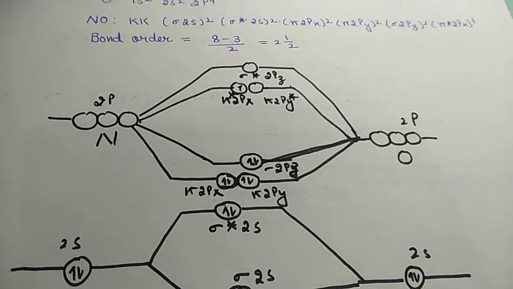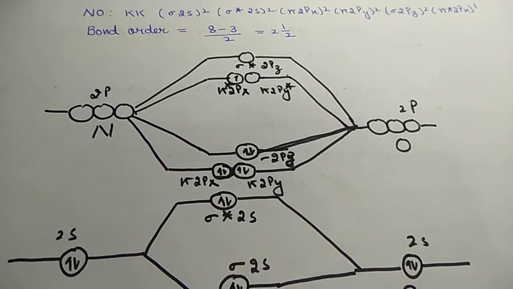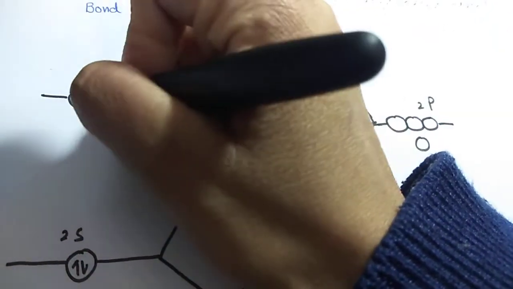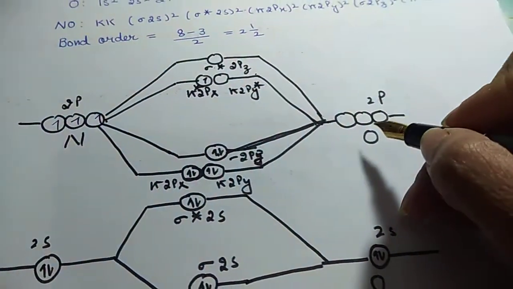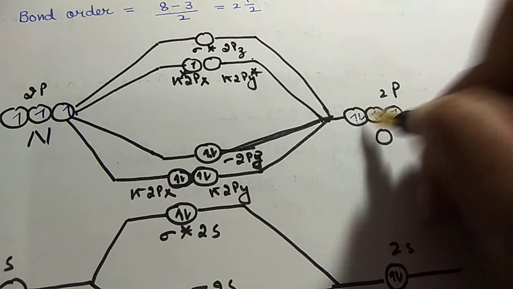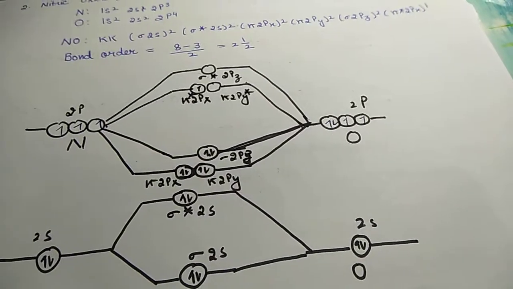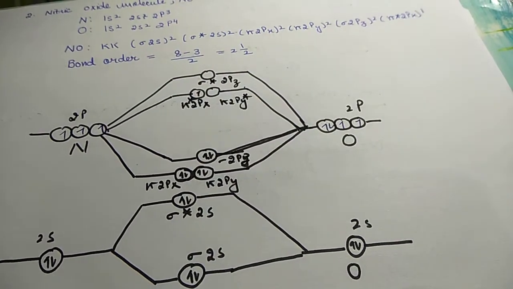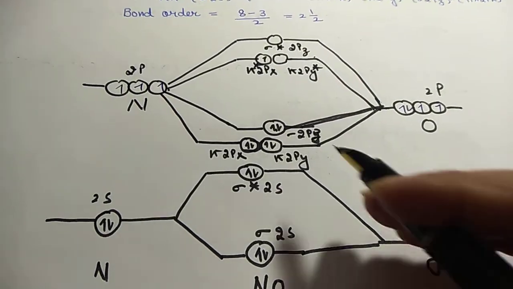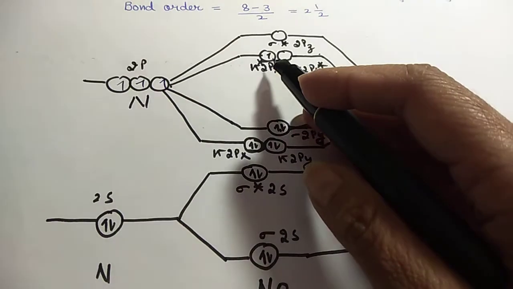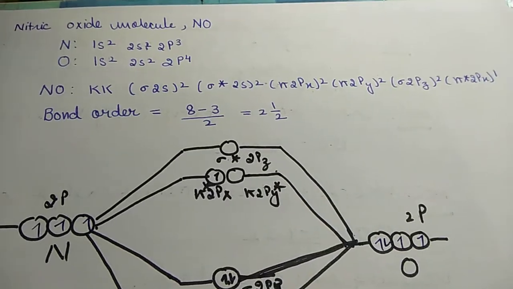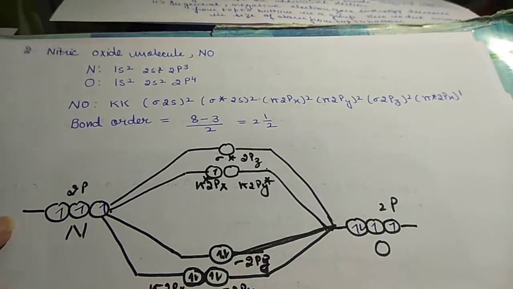The orbitals of nitrogen, 2p3, will be filled like this, and oxygen 2p4, 3 and 4. You can see here like this, and then we can fill them easily. There will be 1 electron in pi star 2px here. Bond order will come out to be 2.5.